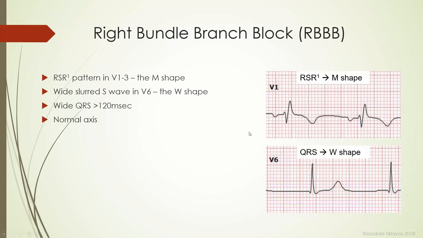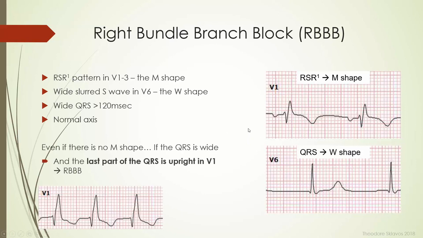Now the reason I want you to understand that is because if you're relying on William and Morrow, you don't always see this M and W shape that you'd be looking for.